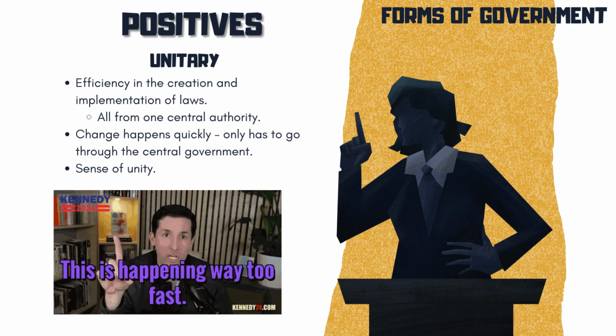All right, so in unitary governments, the efficiency in creation and implementation of laws is pretty good overall because it comes from one central authority. So change happens very quickly and it only has to go through one central government. So they have a sense of unity when they set something in motion. They have centralized power with the national government, and they have faster lawmaking because they don't need to go through multiple levels of government. They just say what's going to happen and that's it. And then they have national unity because the laws are the same across the country, and it avoids regional conflicts. So it sounds efficient, but of course there's a downside to this.